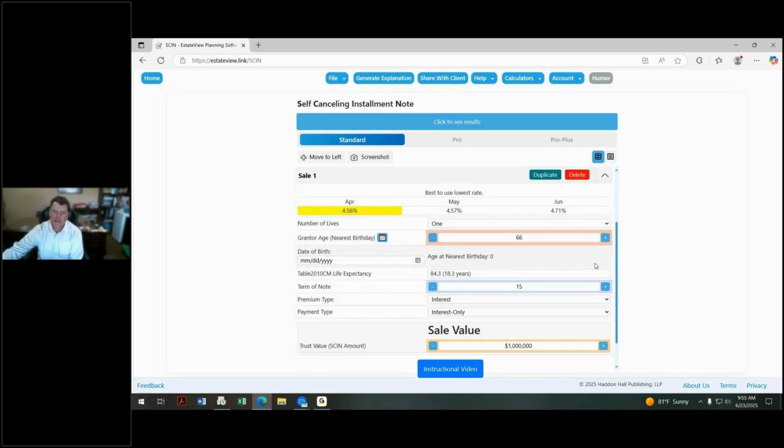Now with a self-canceling installment note, we can actually have it on 1 life, or you can have it on 2 lives. That's a toggle that we have as an option right here. For right now, for the standard demonstration, we'll just keep it at 1 life. In the grantor's age, we need to put what their age is. Now, just as a reminder, with the IRS, you actually turn your birthday 6 months before and 6 months after the actual date.